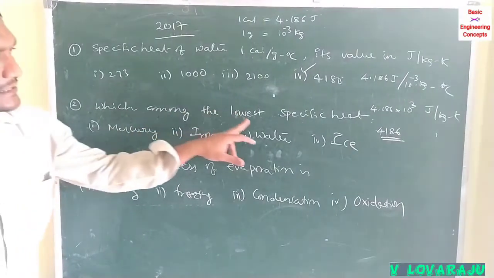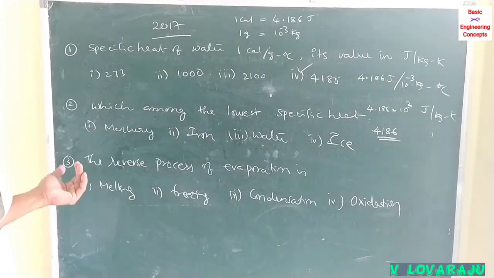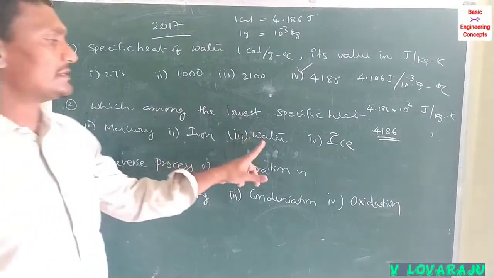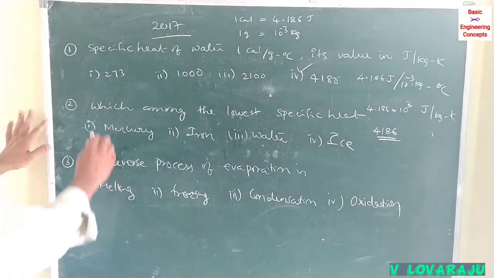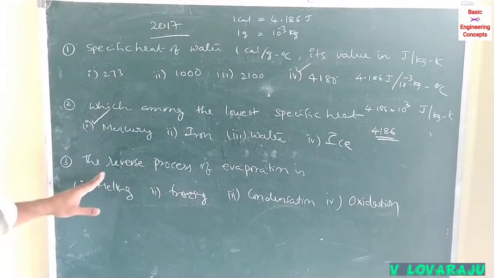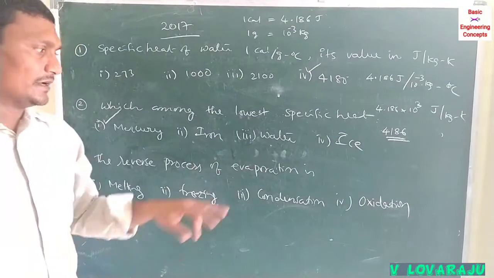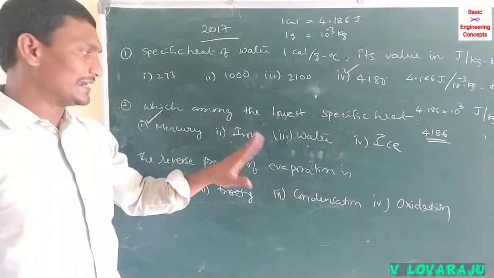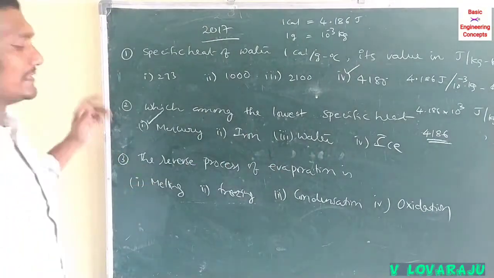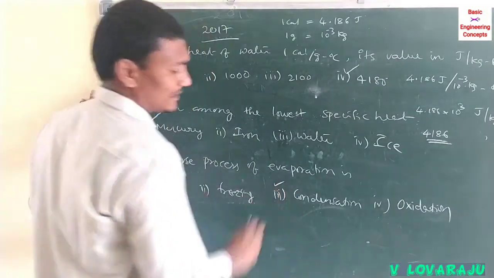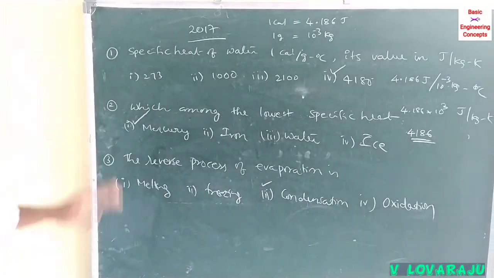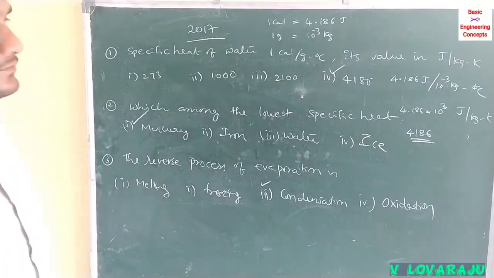Which among these has the lowest specific heat? The lowest specific heat is always mercury and the highest specific heat is water. So the lowest means mercury. The reverse process of evaporation: evaporation is a cooling process, the reverse process is a heating process. That is condensation. Condensation is the reverse process of evaporation.